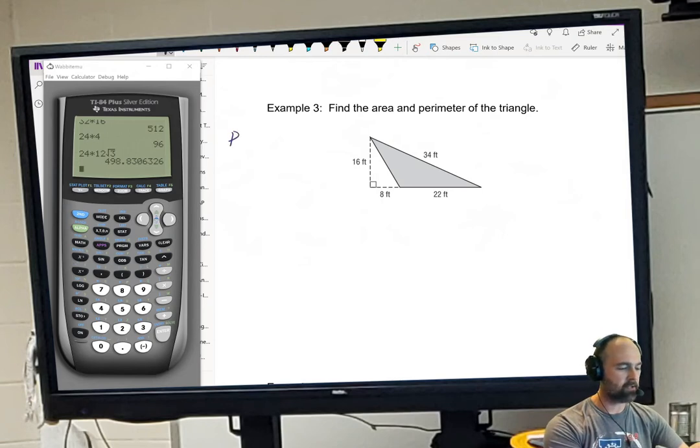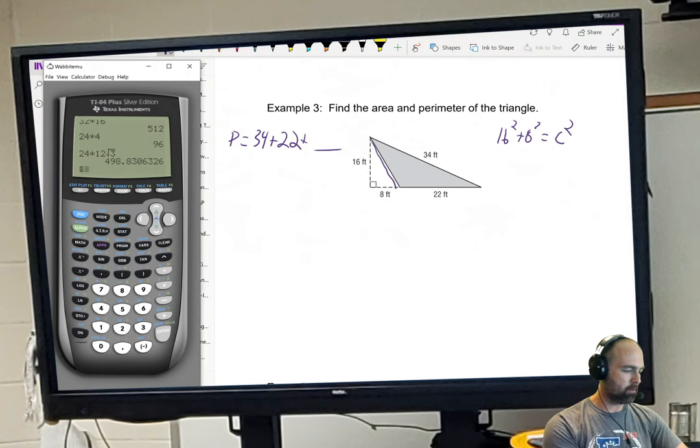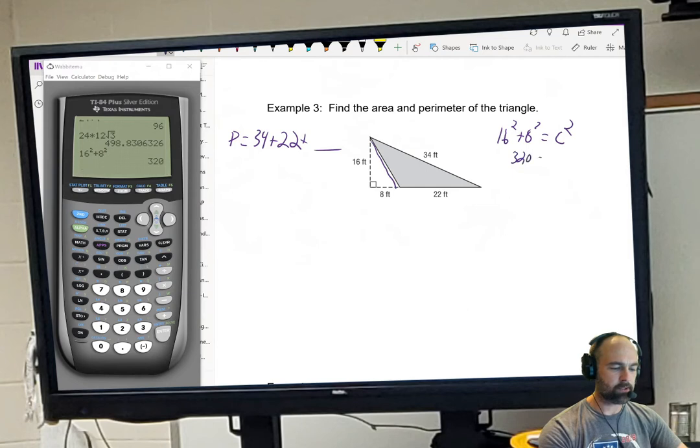Again, let's do perimeter first, like we've done before. I know that it's going to be 34 plus 22 plus, and now I need that third side, which is going to be this one here. Once again, I can do the Pythagorean theorem to find it. It looks like this missing side is the hypotenuse of that triangle. So it's 16 squared plus 8 squared equals, and we'll call that c squared. So 16 squared plus 8 squared, I'm going to shortcut the calculator, 320 equals c squared. And then take the square root of both sides.